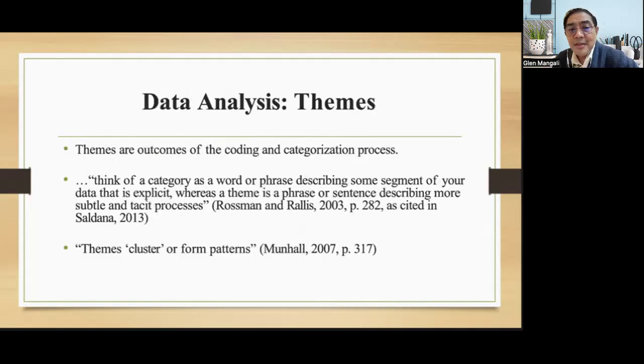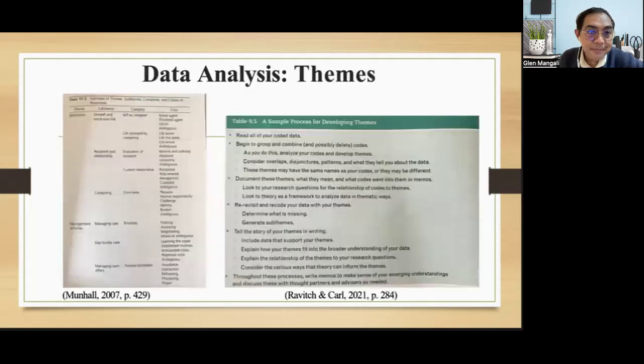Always remember that the themes are the outcomes of the coding and categorization process. So just think of a category as a word or phrase describing some segment of your data that is explicit, whereas a theme is a phrase or sentence describing a more subtle and tacit process. The themes cluster or form patterns. So let's take an example of how themes are developed.